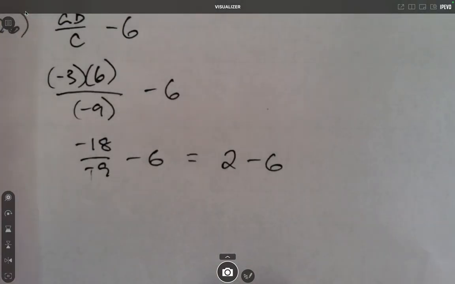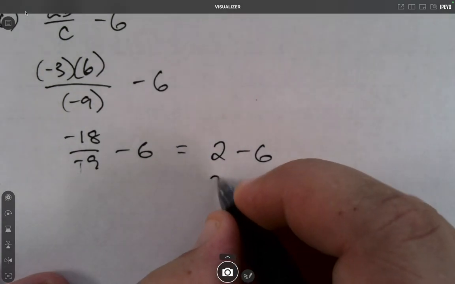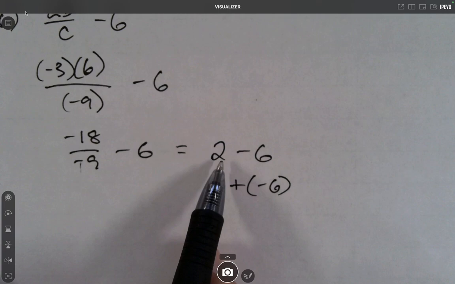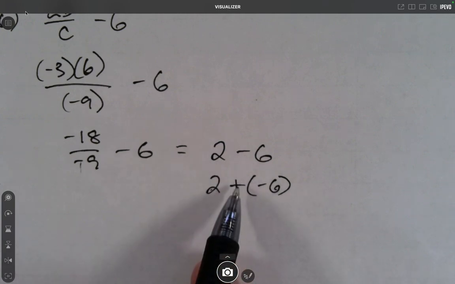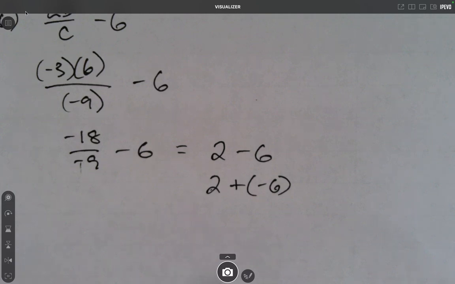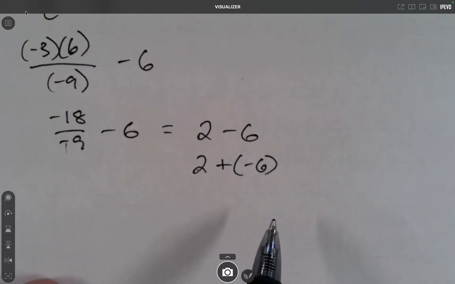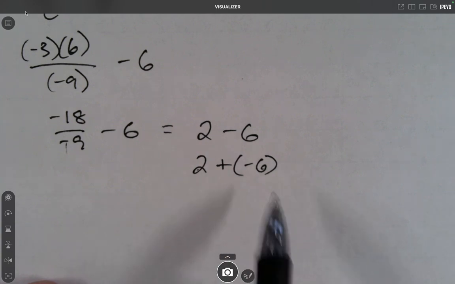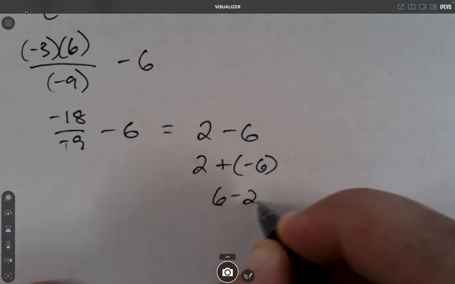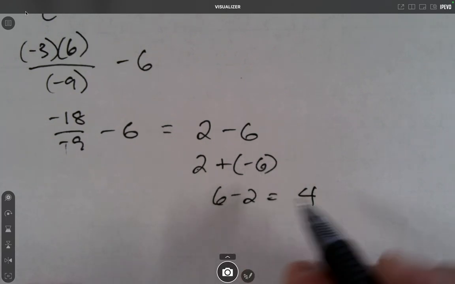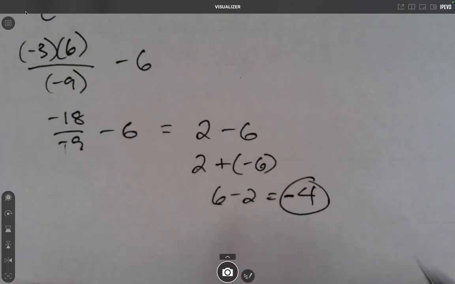So we have 2 minus 6. So we have to do keep, change, change. We keep the 2, change subtraction to addition, change the positive 6 to a negative 6. So finally we use the addition rules, which say if you're adding different signs together, then you subtract them and keep the sign of the bigger number, which is the 6. So our final answer is -4.